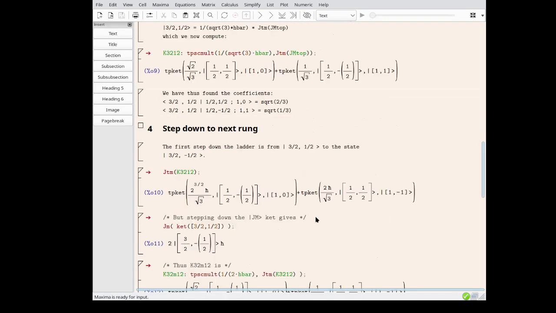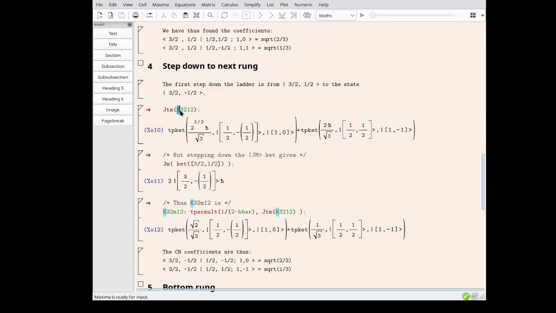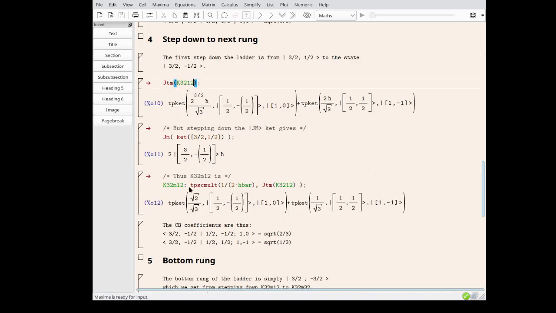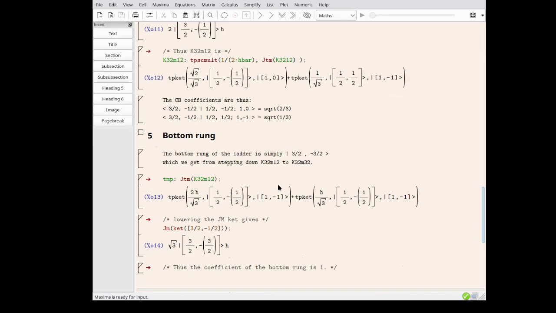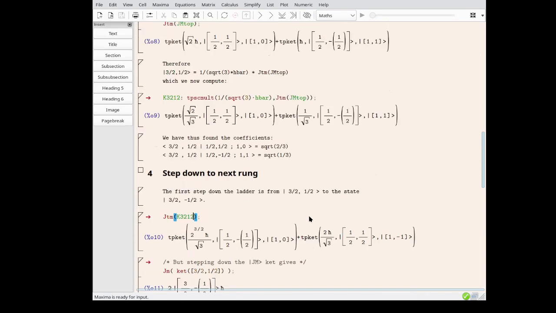And then you can do this process again by just stepping down the next rung of the ladder. You can take the previous state that we had just computed and step down from that, and then step down the total JM state to give this 3/2 minus 1/2 state. Then we can compute the next rung of the ladder, and peel off those Clebsch-Gordan coefficients. And just continue until you get to the bottom rung of the ladder. So that is how you can compute the Clebsch-Gordan coefficients in the QM-Maxima package.